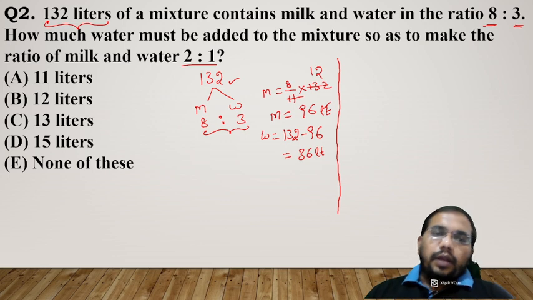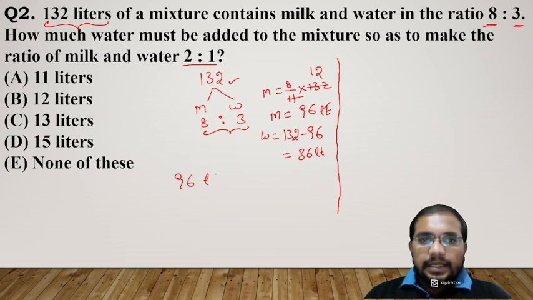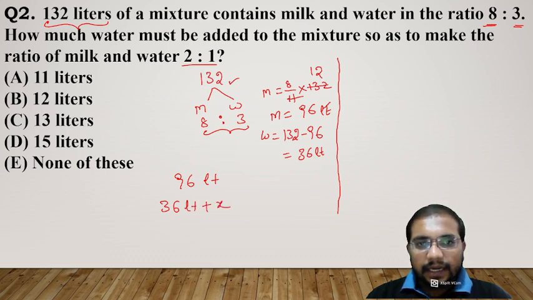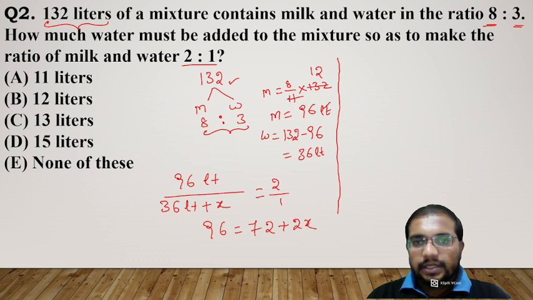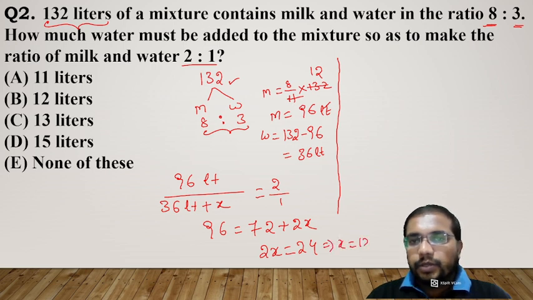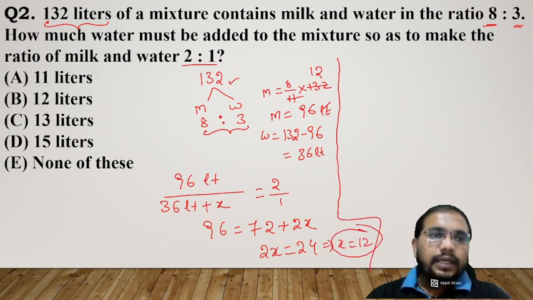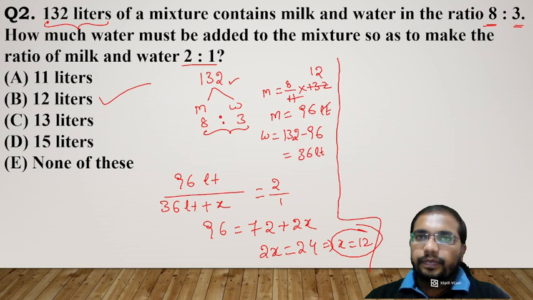Okay. Now milk is 96 liters, same, but water is 36 liters plus x liters added. Now the ratio becomes 2/1. 96 is equal to 2 into 36, 72 plus 2x. 2x is equal to 72 will go to that side, 24. X value, how much? 12. That means how many liters are added? 12 liters is added. But without doing this entire calculation, you can do it like this also.